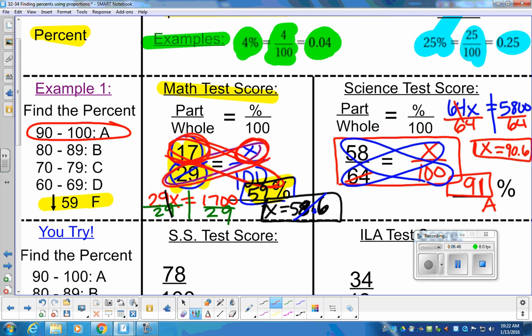This percent is out of 100. If you take a test out of 68, you have to change that to 100, so cross products comes out. I'd like you to try the social studies test and the ILA test. Go.